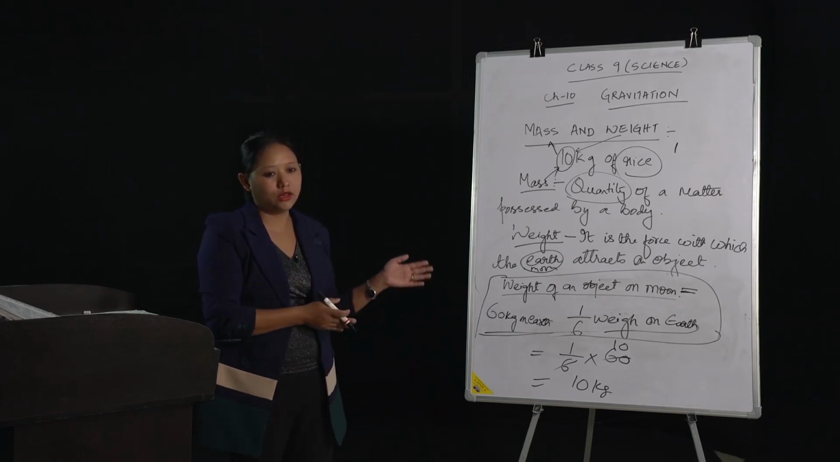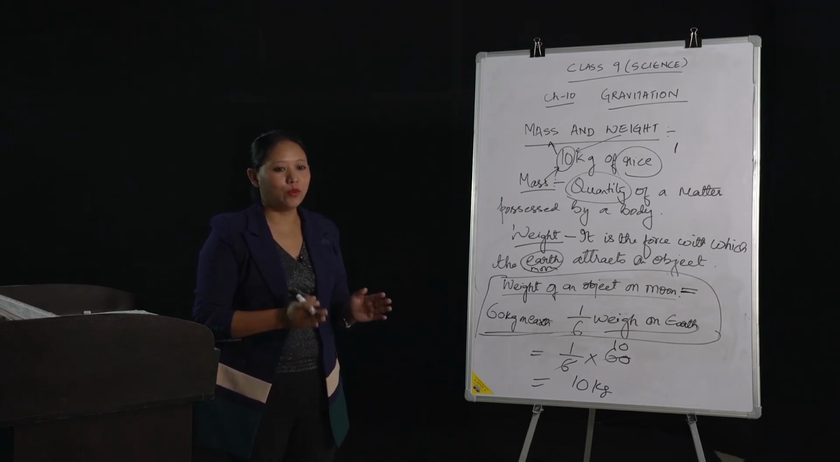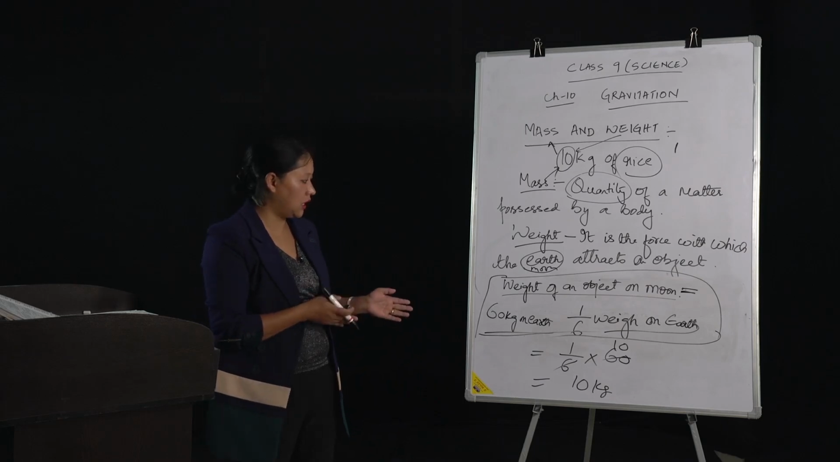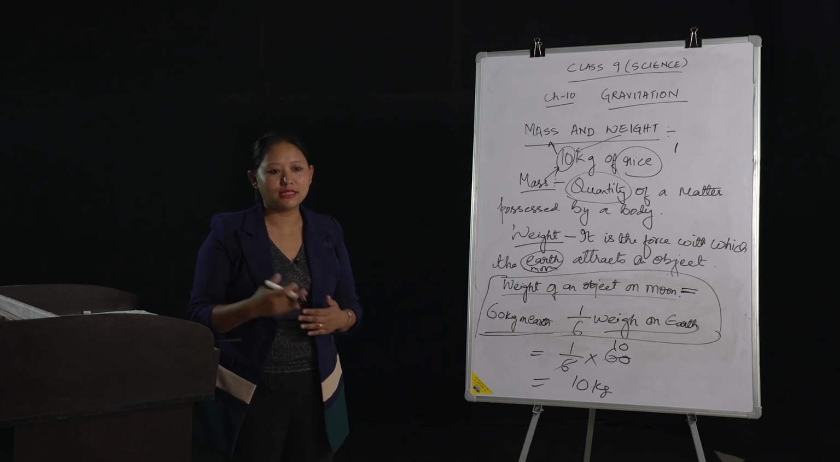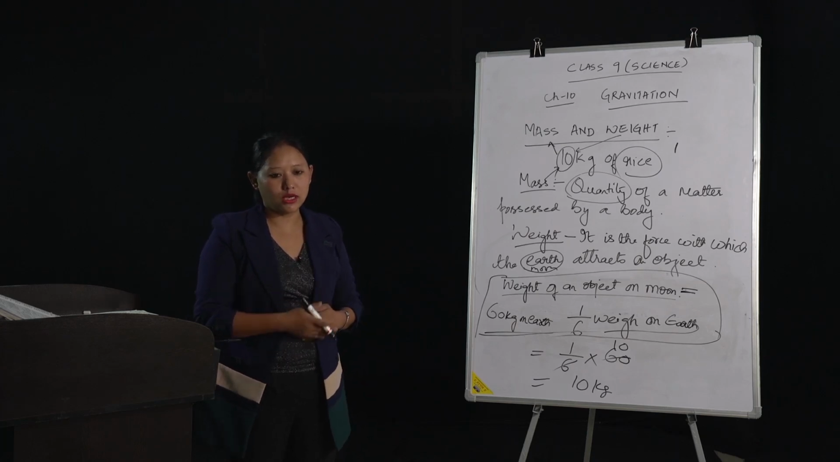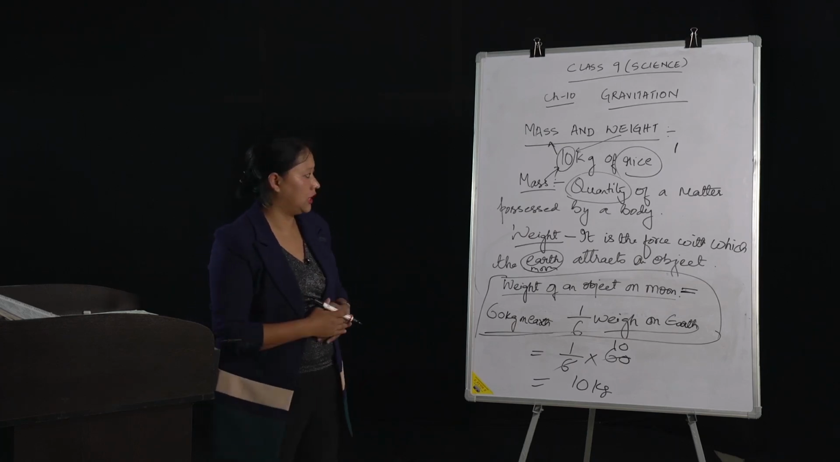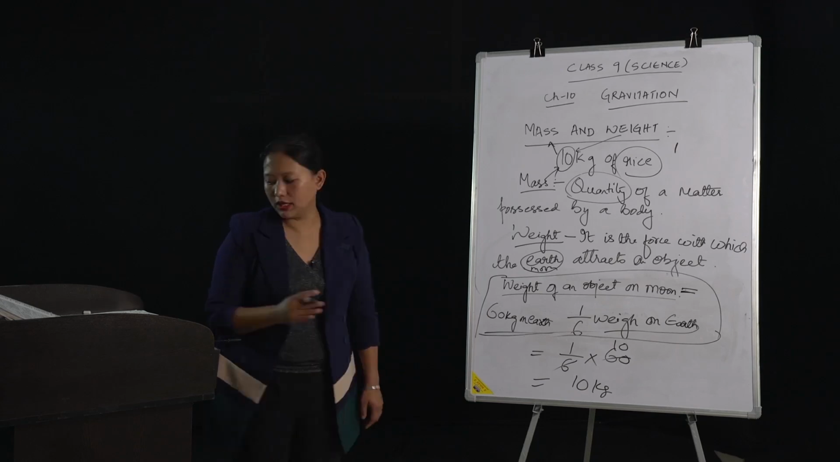If the weight of your body is 60 kg on Earth, then when you go to the moon, your weight will be 6 times lesser than that on Earth. That means it will be 10 kg. So I hope you are clear with this.